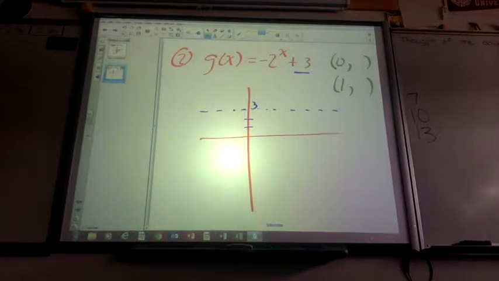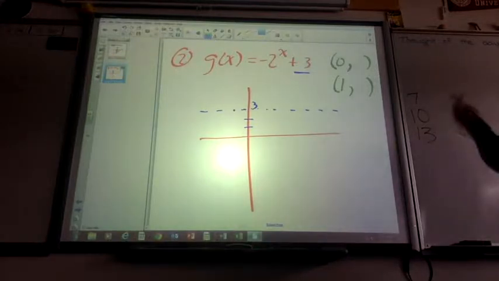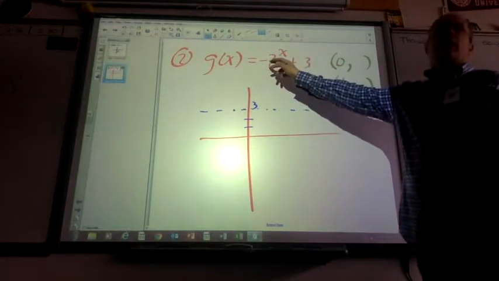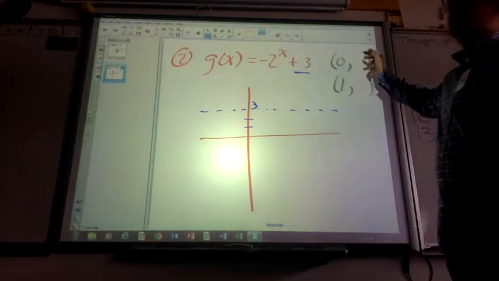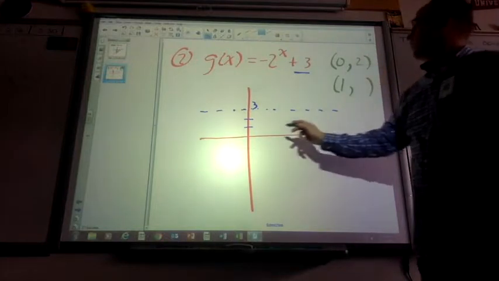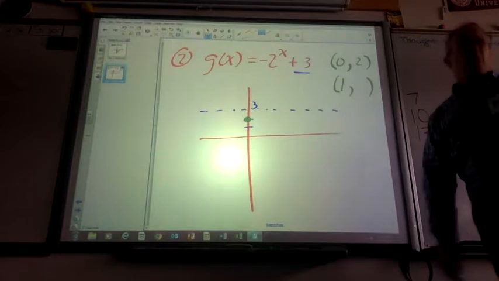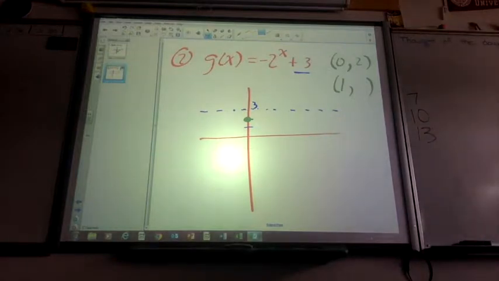The exponent x has a base of 2. The negative is outside of that. Okay, so if I plug 2 to the 0 in, let's see if we can nail it today. 2 raised to the 0 power is 1. Good. And then that negative comes along, so I get -1. So -1 plus 3 is 2. So I get 0, 2. There's my first point.